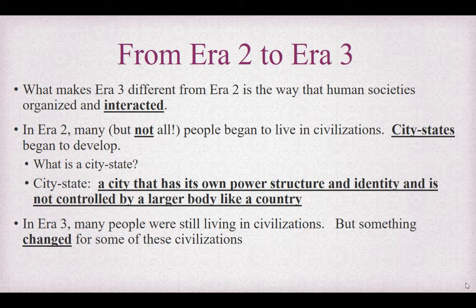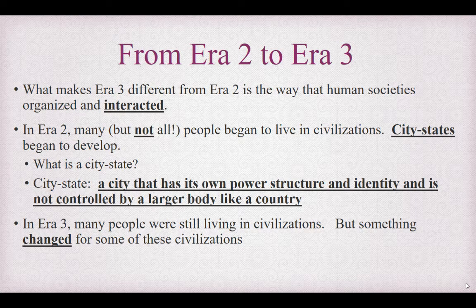From Era 2 to Era 3, we're going to see several things shift. What makes Era 3 different from Era 2 is the way that human society is organized and interacted. In Era 2, many, but not all, people began to live in civilizations. We talked about the people that both lived in civilizations and the nomadic groups that lived outside of civilizations.